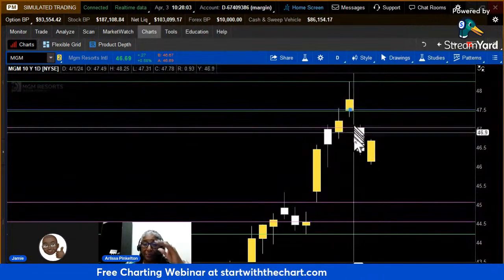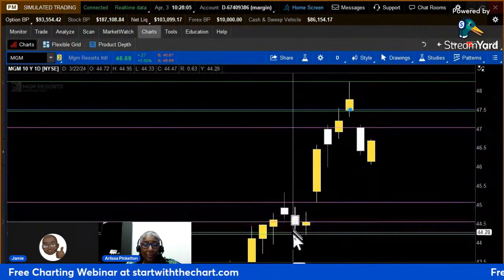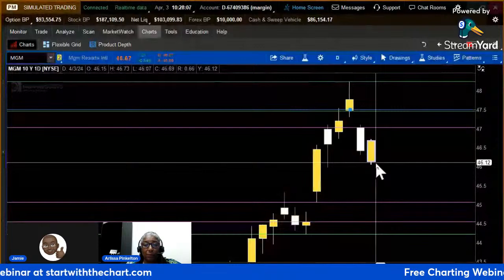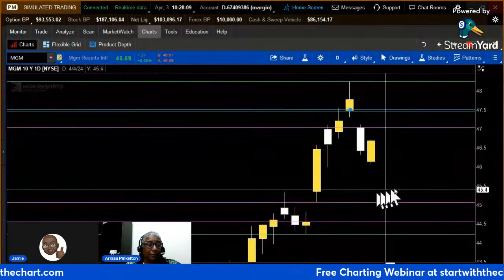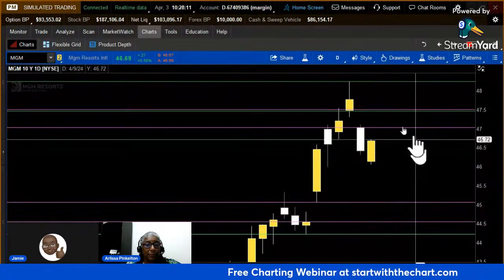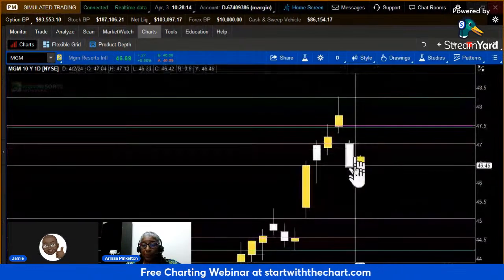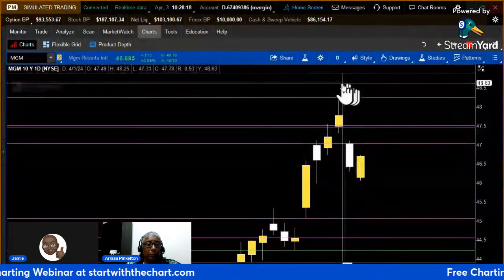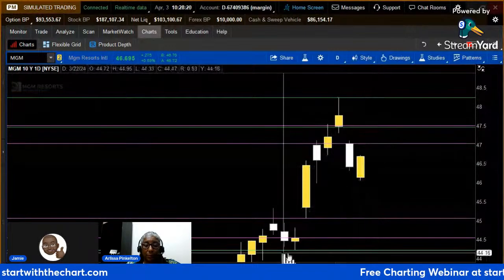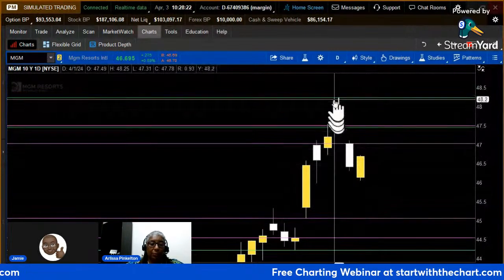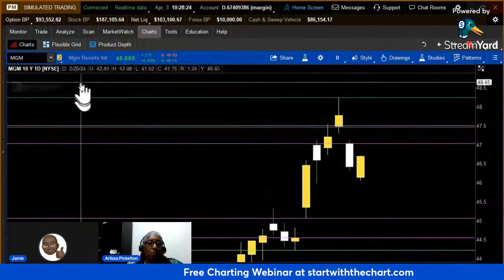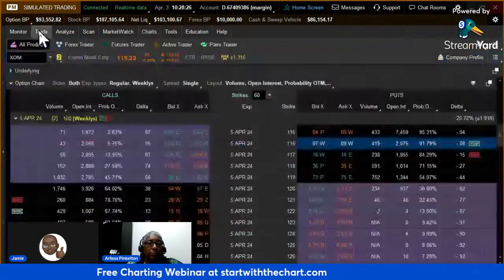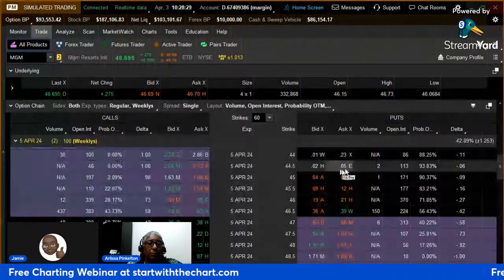Leg in, base, leg out. His tiny leg in, base, leg out. That's what I got for MGM. So again, this is sitting in the middle here. The zone. I don't see why it wouldn't be an iron condor opportunity. Call credit since it's pushing up. We'll go with a call credit spread to see what it's talking about.